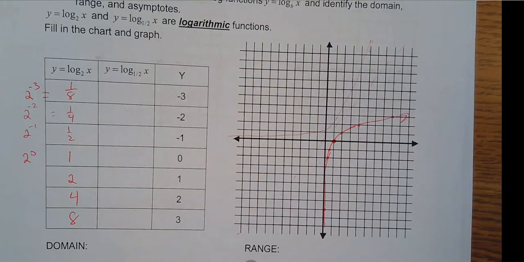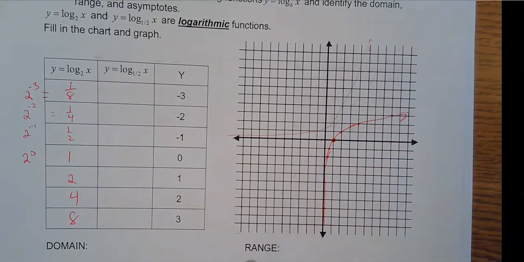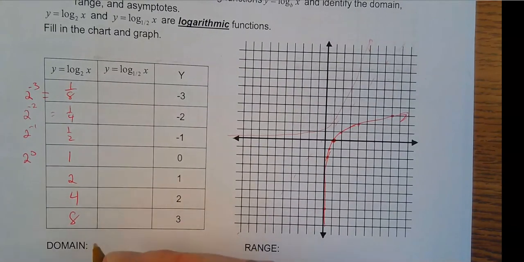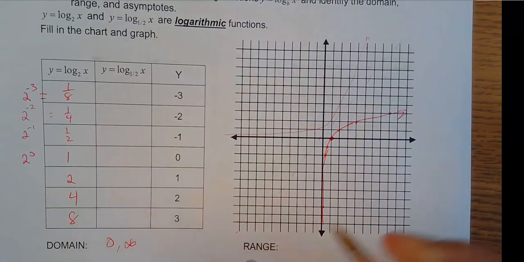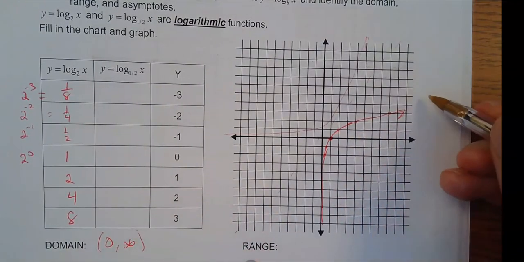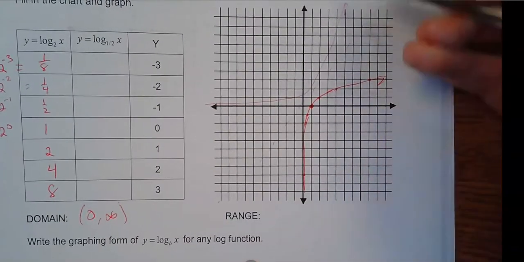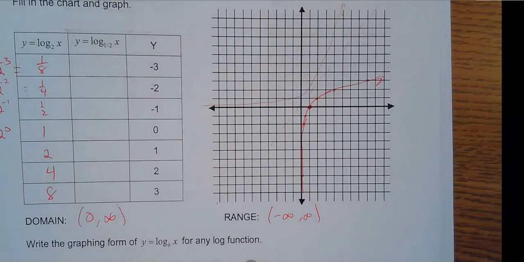And then we can do the domain and range real quick. The domain of this, what I graphed here: what x values can I plug in? You only do positive arguments. So this is from 0 to infinity. 0 is not included, but it does go off to infinity this way. Now the range: this graph goes up and down forever. So -infinity to infinity for the range.